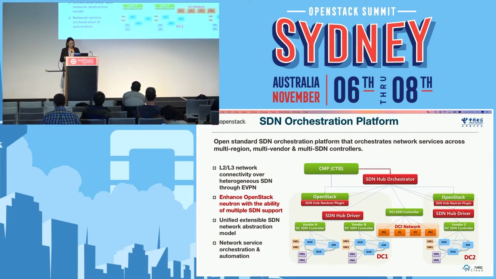Besides these systems, we also require underlay vendor SDNs to support the EVPN protocol, and they should use EVPN to exchange their own tenant networks so as to provide L2 and L3 network connectivity over heterogeneous SDN networks. And my partner, Gong Yongsheng, will give more technical detail about SDN Hub.